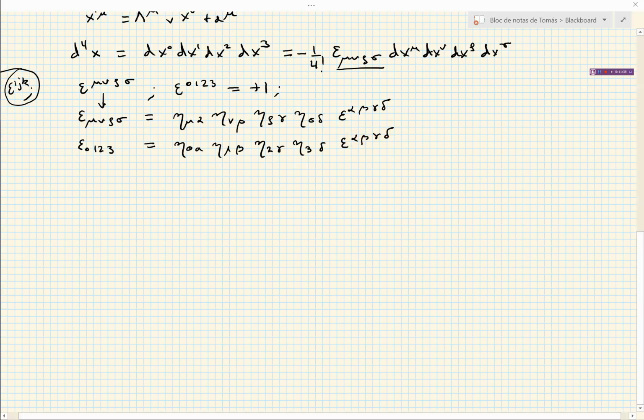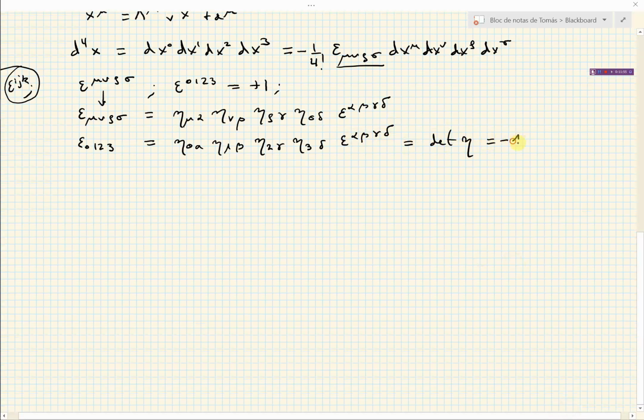And now this is an important formula that you have to know. This is by definition, if you want, the determinant of the matrix eta, and the determinant of this matrix is -1. So with indices down, 0, 1, 2, 3 has a -1 here, and this is the reason why I have added this -1. Now let's see the reason why we have this 1/4 factorial.